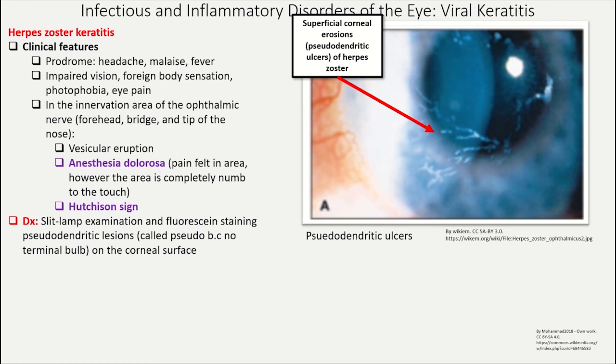The diagnosis is via slit lamp examination and fluorescein staining, showing pseudodendritic ulcers or lesions, called pseudo because there's no terminal bulb on these. So you'll notice, it's not the best picture, but there are no terminal bulbs here on these dendritic ulcers, and it looks like the branching of a tree. So pseudodendritic ulcers are what they're called. No bulbs. Treatment is oral acyclovir.